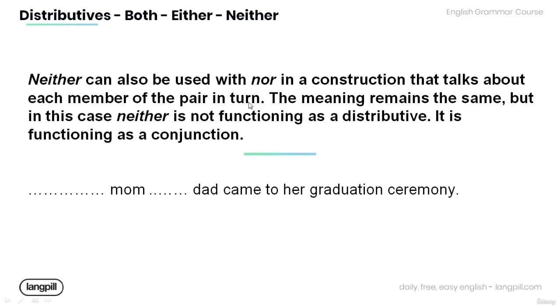Also note that neither can be used with nor in a construction that talks about each member of the pair in turn. Now the meaning remains the same, but in this case, neither is not functioning as a distributive. It is functioning as a conjunction. Now read the following sentence and fill in the blanks using the appropriate form of neither. Mom dad came to our graduation ceremony. Neither mom nor dad came to our graduation ceremony.